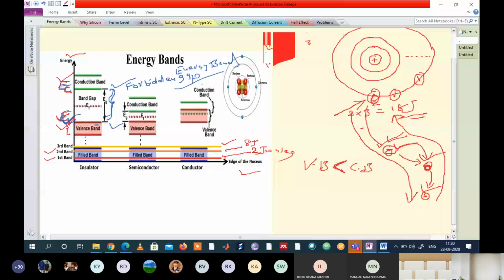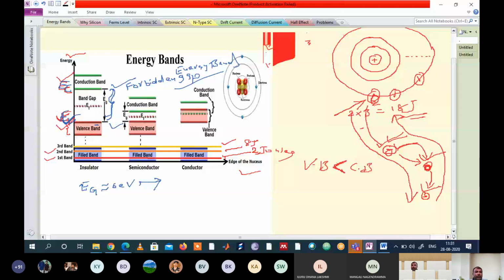Suppose forbidden energy gap is very, very large. I can represent forbidden energy gap as EG. So now this EG is approximately equal to 6 electron volts. That means EG means the gap between conduction band and valency band. If the gap between conduction band and valency band is 6 electron volts, can you tell me what this device is called? If anyone knows, please unmute your voice and tell me the answer.